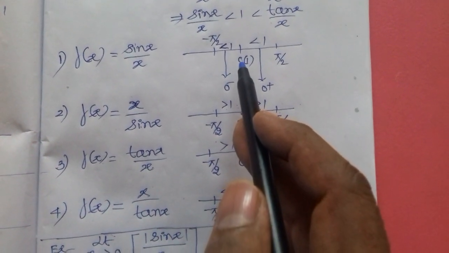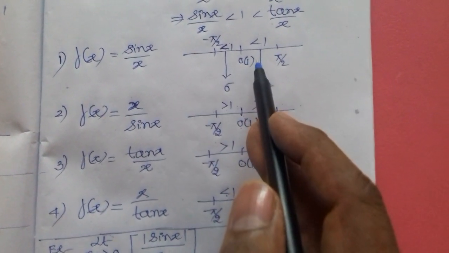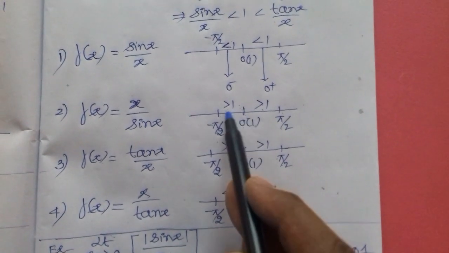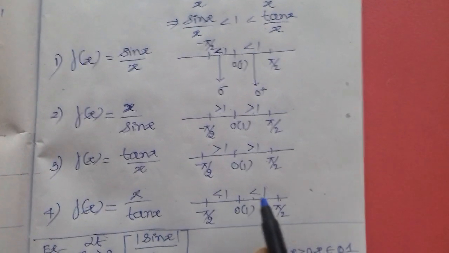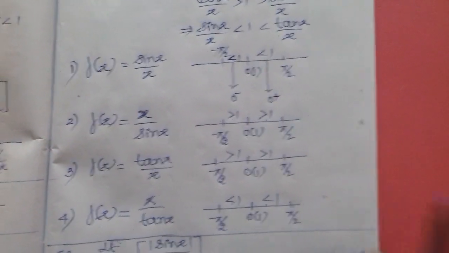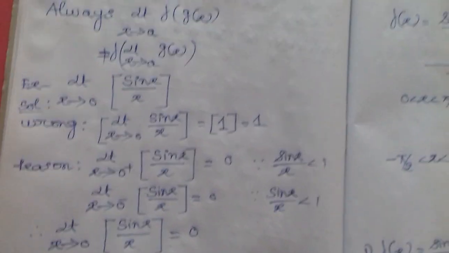So f of x equal to sin x by x on both sides of 0 less than 1. This one, both sides of 0 greater than 1. This one, both sides of 0 greater than 1. This one, both sides of 0 less than 1. Now let us see problems on limits.